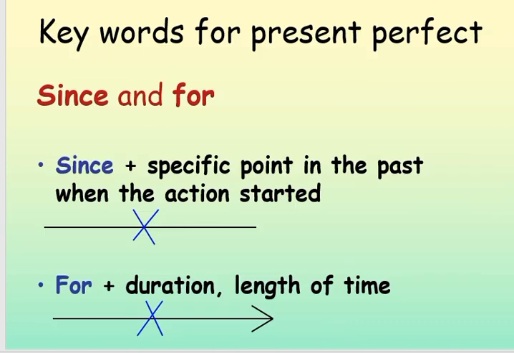Since and for. We use since and for with the present perfect. Since is used to talk about a specific point in the past, okay, when the action started, the exact time that the action started. And for is used for duration and length of time.